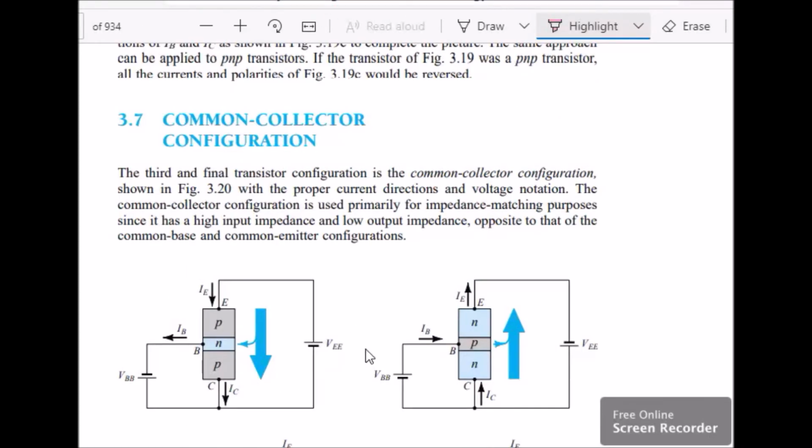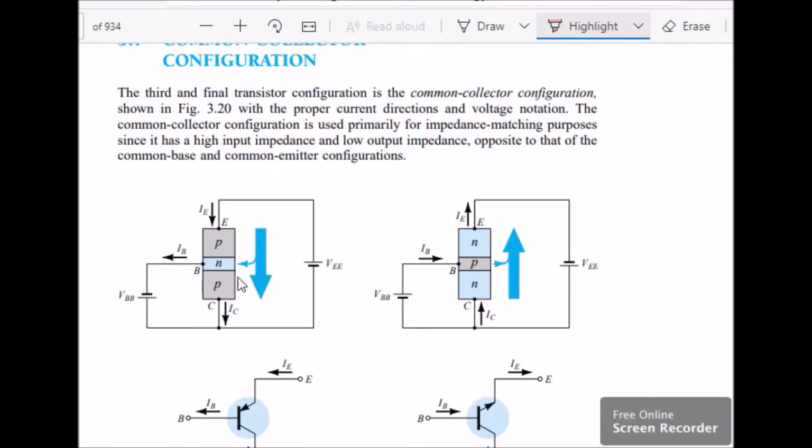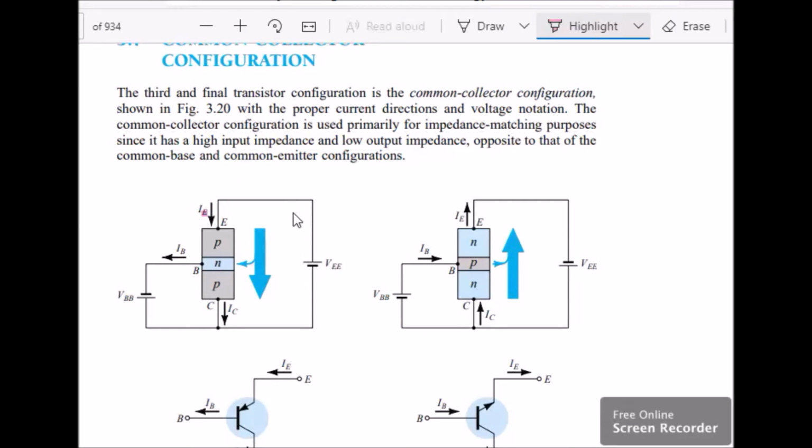Ito namang isa class, this is called the common collector configuration. Common collector because if you notice sa ating circuit, if this is our collector, both are common, or nakakonect sa kanya yung ating input terminal dito sa base and your output terminal dito sa ating collector.